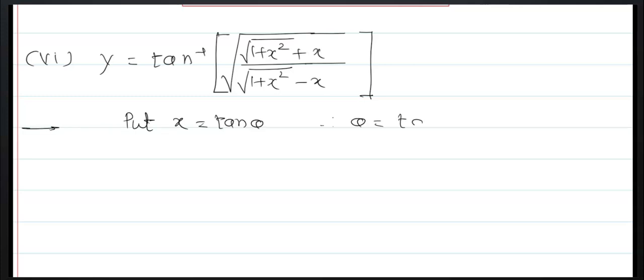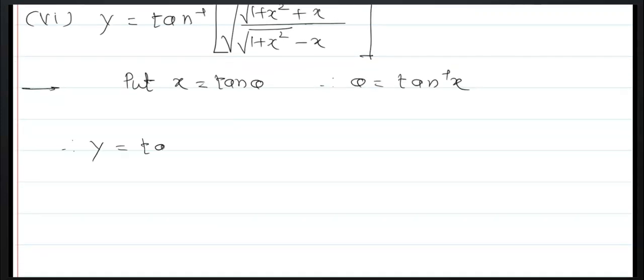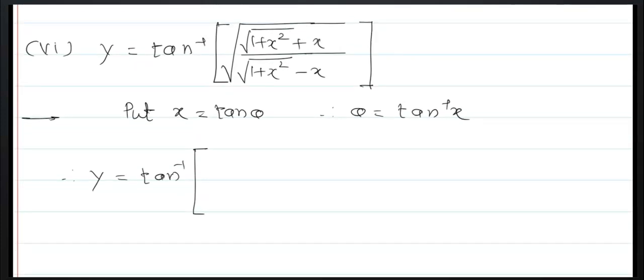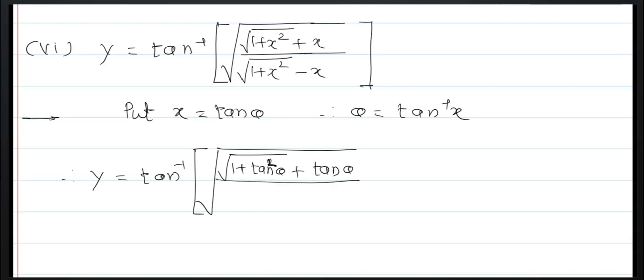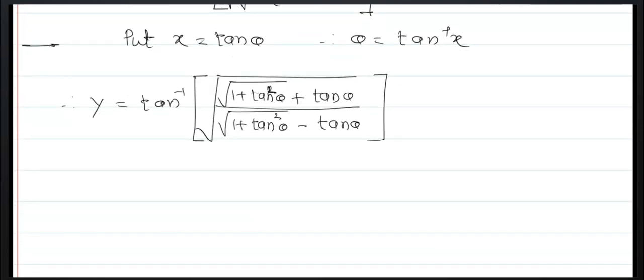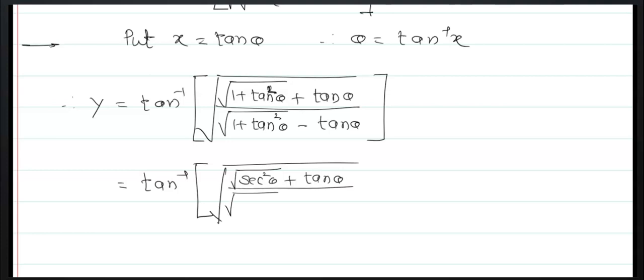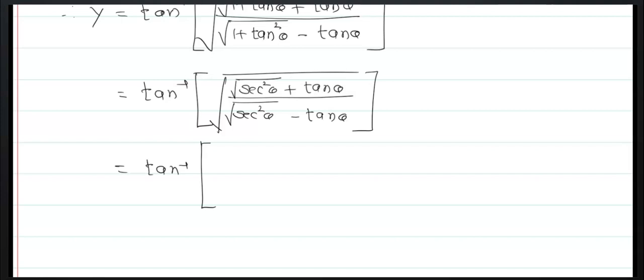Now the sixth example, here we have substitution. X is equal to tan theta, theta is equal to tan inverse of x. Tan inverse of root of 1 plus tan square theta plus tan theta upon root of 1 plus tan square theta minus tan theta. That is y is tan inverse of root of sec square theta plus tan theta upon root of sec square theta minus tan theta. That is y is equal to tan inverse of root of sec theta plus tan theta upon sec theta minus tan theta.